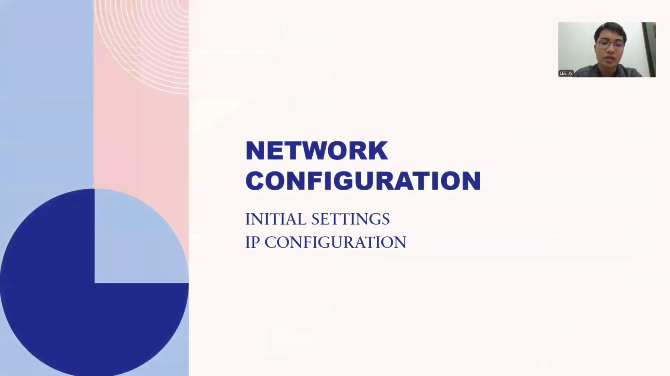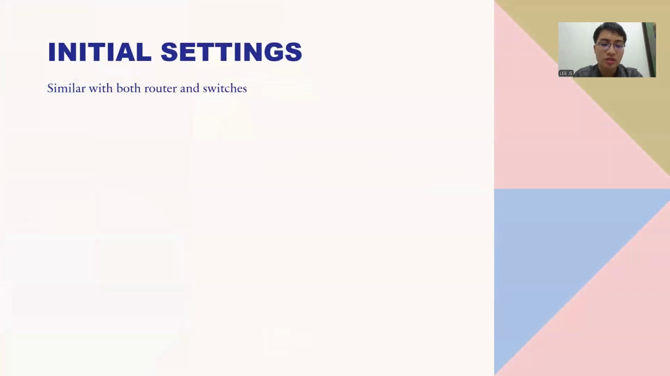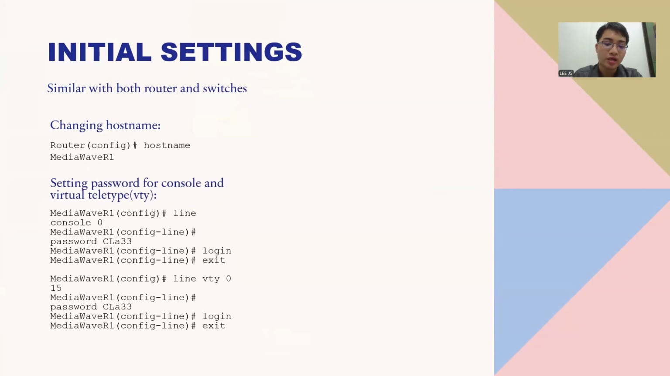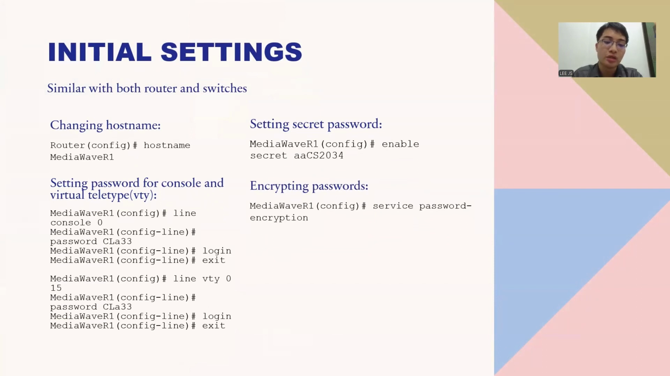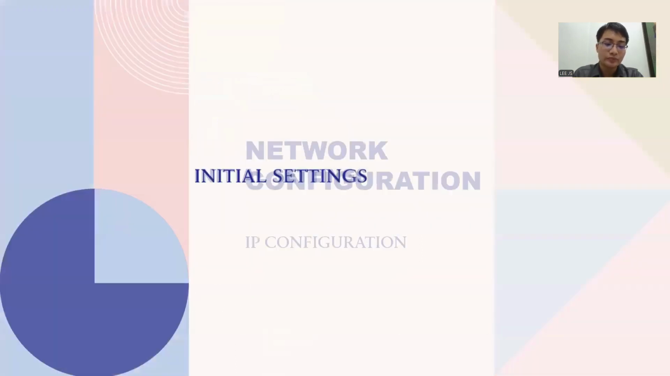And the next part is the network configuration for the end devices and the intermediary devices. Let's begin with the initial settings first. Both the router and switch use similar commands except for the host name. So we have this command to change the host name of the device, set the password for console and VTY, and the secret password. We will also have the commands to encrypt the passwords, set the banner, and finally save all the settings that we have done before.